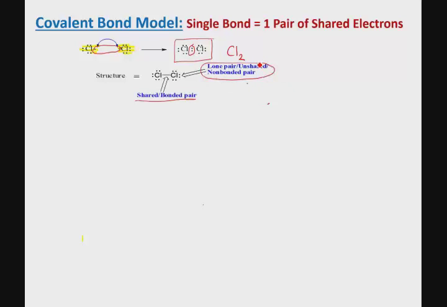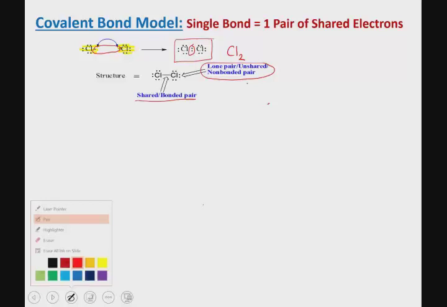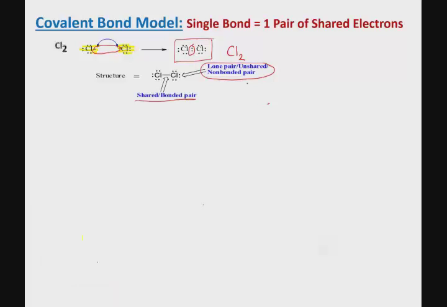Please notice, when you're counting electrons to account for the octet rule, those electrons do not get counted for both atoms. They only get counted for the atom that originally had them. It's only the shared electrons, the bonded electrons, that are counted for both atoms. So let's look at another molecule such as water.